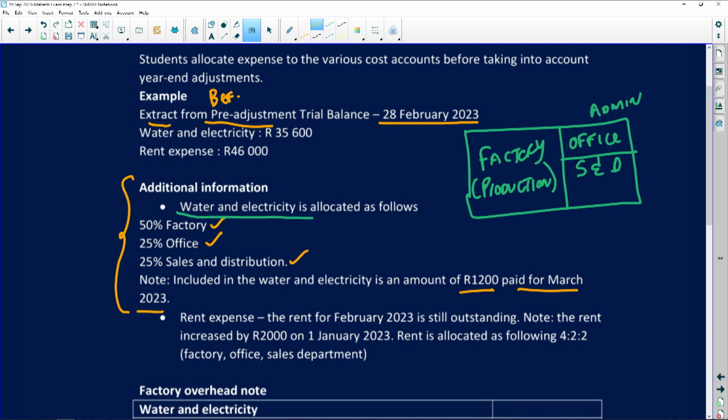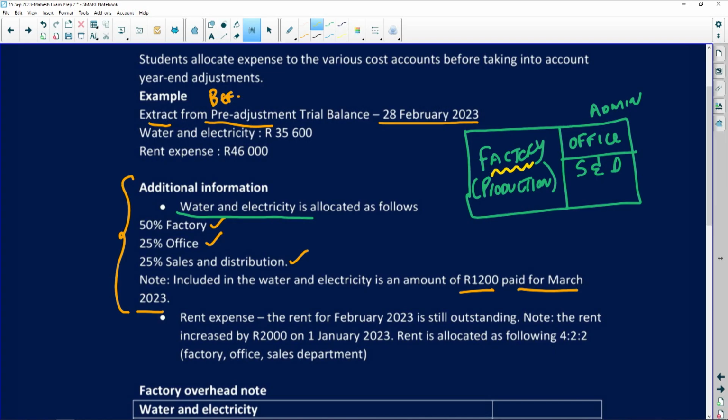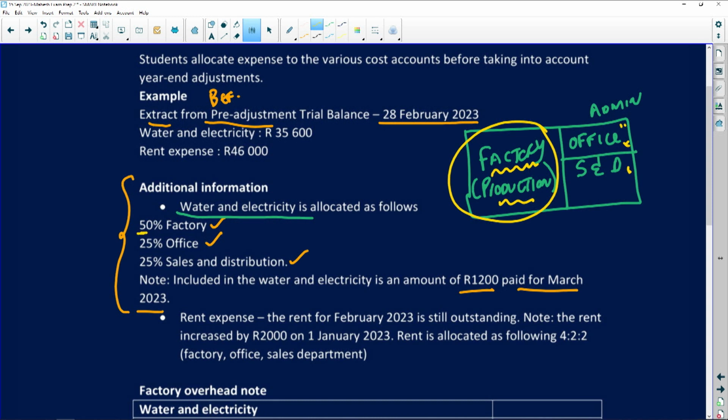Right, now remember, when we are now drawing up the production cost statement, we are focusing on the expenses incurred in the making of the product. And in other words, all the expenses relating to the actual factory, the actual production. Okay, so obviously the office, sales and distribution has no bearing on the actual production process, right? Those two expenses belong in our statement of comprehensive income, or the trading statement and the profit and loss statement. So when you're now doing the factory overhead note, you're just focusing on this area. Okay, so what our focus is on is that 50%.